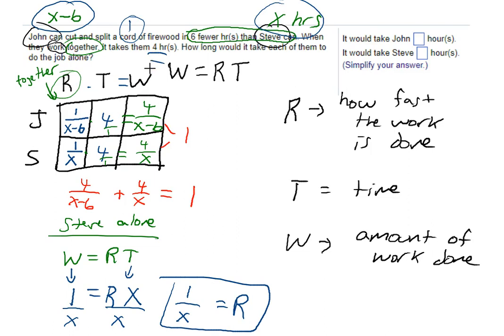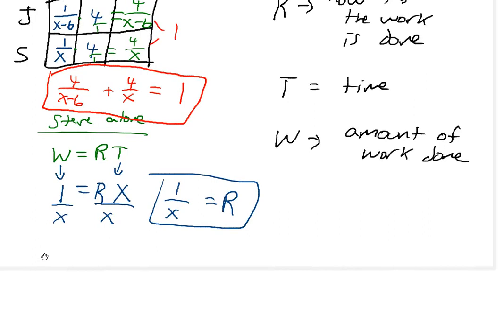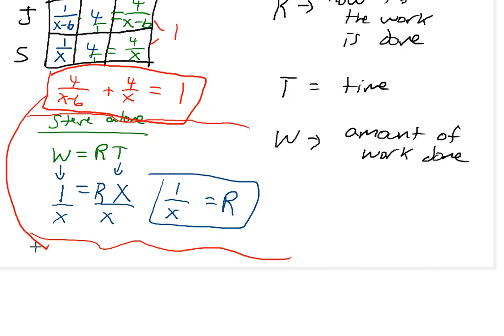1 cord of firewood is getting cut and split. All right, so that's my equation. Now I'm out of space, so what I'm going to do is make a little more room down here. So let's skip over the Steve working alone information. We're just going to skip down here, and what we're going to do is find the LCM, right?